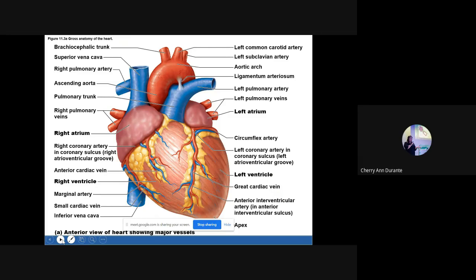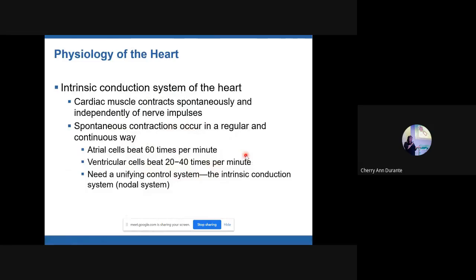Next, the intrinsic conduction system. Nabanggit ko ito sa inyo kanina that the conduction system of the heart begins high up at your sinoatrial node. So, your cardiac muscles respond to the conduction of the electrical impulse inside the heart. Actually, you can measure this through the use of ECG, which is your electrocardiogram.